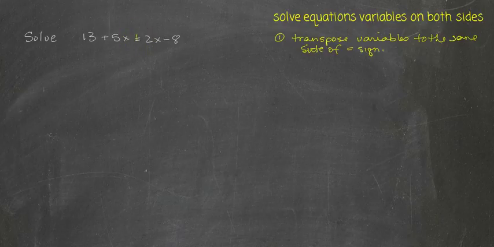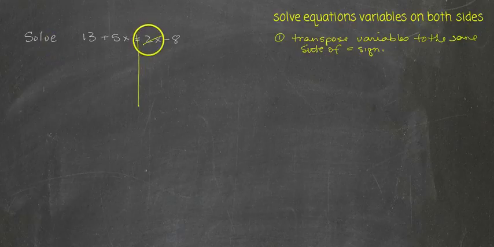So in this case, and if I were to draw a line again, I have a 5x on one side and a 2x on the other side. I can go either direction. I kind of like my variables on the left-hand side, so I'm going to transpose 2x to the left-hand side.